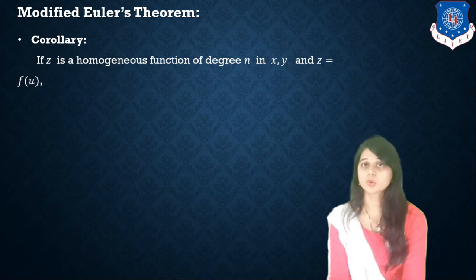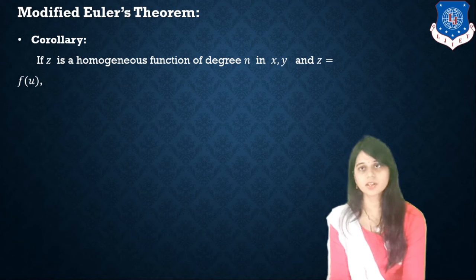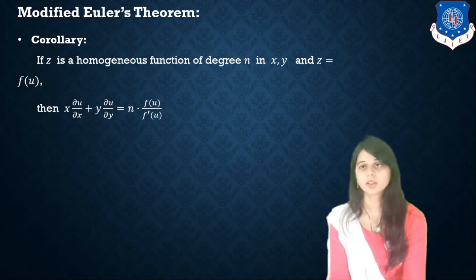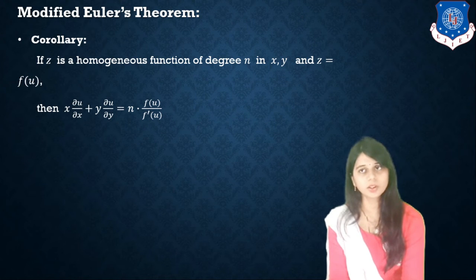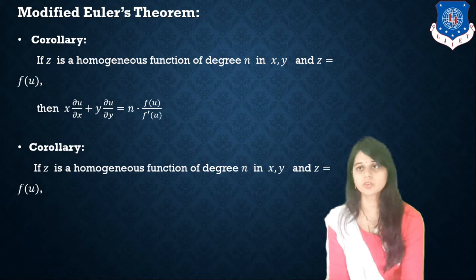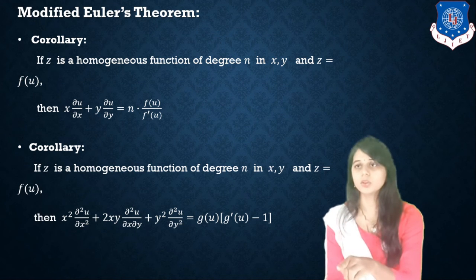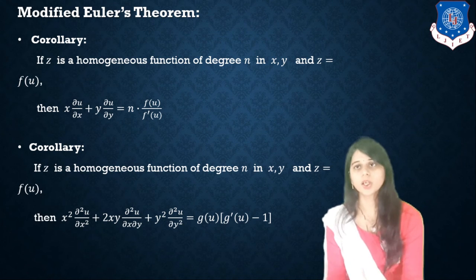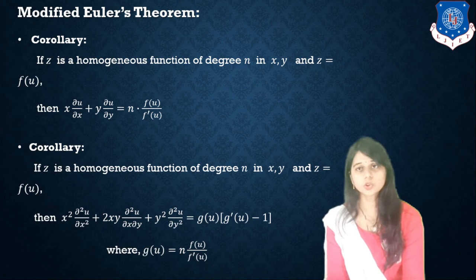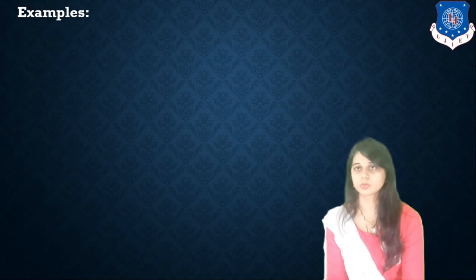Corollary: if u is a homogeneous function of degree n in x, y and z, then for f of u we get x del u by del x plus y del u by del y equals n f of u upon f dash u. Corollary: if z is a homogeneous function of degree n in x, y and z equal to f of u, then x square del square u by del x square plus 2xy del square u by del x del y plus y square del square u by del y square equals g of u into (g dash u minus 1). Okay, both are generalized forms of the modified Euler's theorem, where g of u equals n f of u upon f dash u.